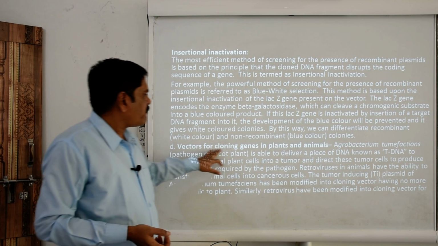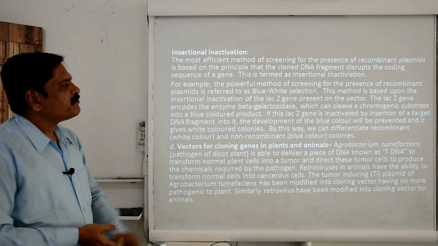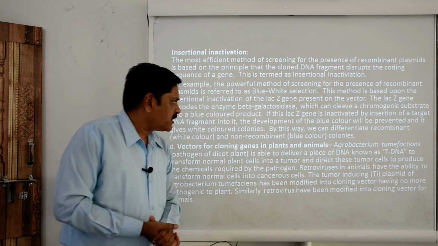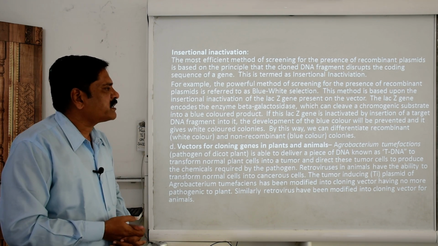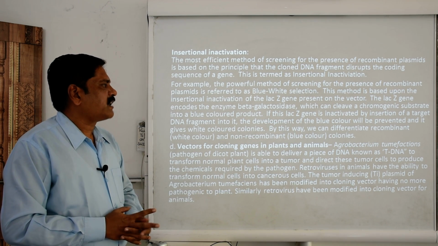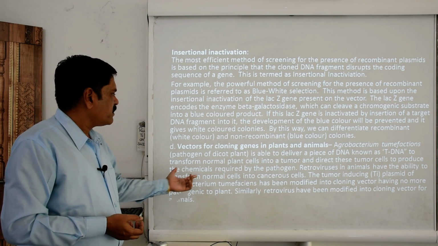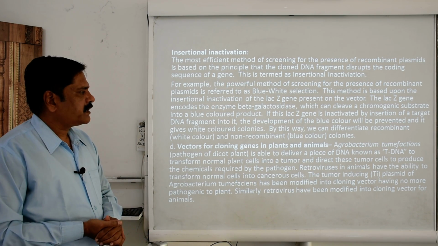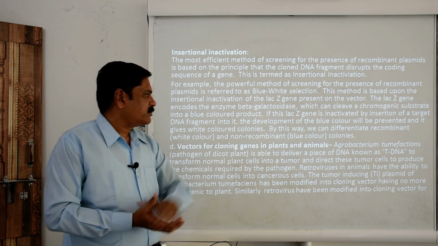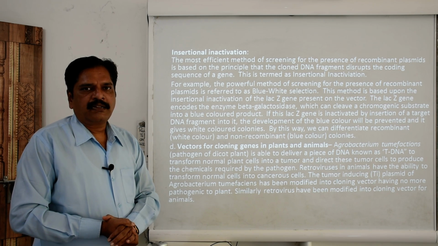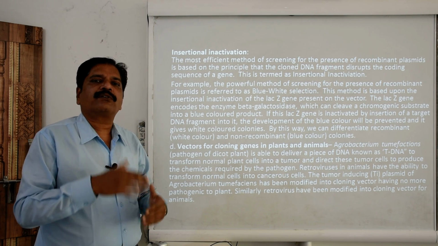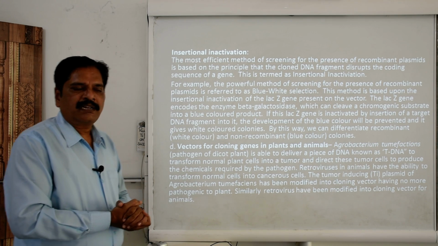Clear? Now the vectors for cloning genes in plants and animals. There is Agrobacterium tumefaciens, a pathogen of plants, which is able to deliver a piece of DNA known as T-DNA, transfer DNA, to transform a normal plant cell into a tumor cell and direct these tumor cells to produce the chemicals required by the pathogen. Retroviruses in animals have the ability to transform normal cells into cancerous cells. This retrovirus is responsible for reverse transcription, and a non-malignant cell can be converted into a cancerous cell.